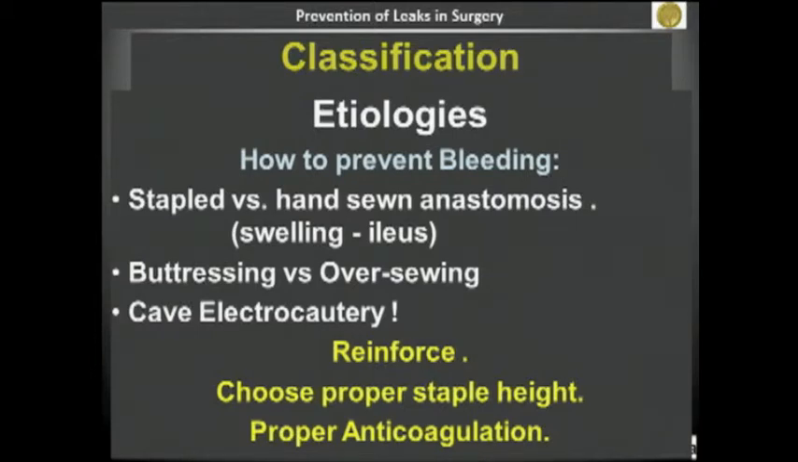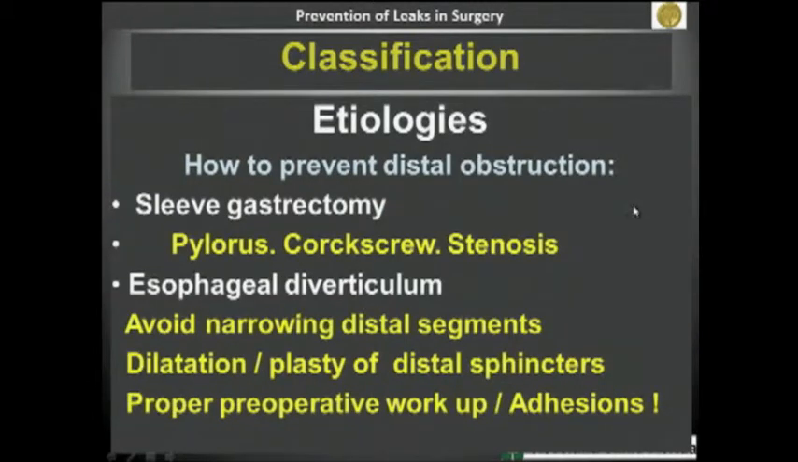So the question is buttressing versus oversewing. Make sure you don't stop the bleeding in the OR with electrocautery, because you're going to burn that staple line and you're going to get the leak by definition. Anticoagulation plays a role too, for what I just mentioned. If you anticoagulate the patient and that staple line is going to bleed, most likely you might end up with a leak.